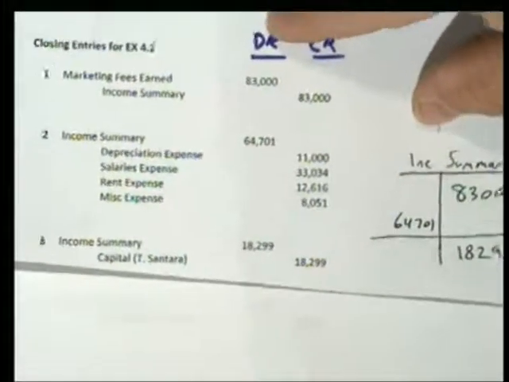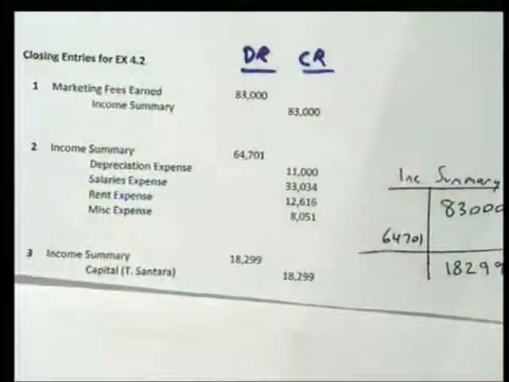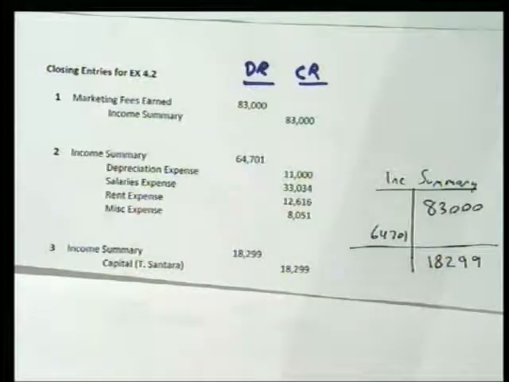Okay? All right? Now, did anybody accidentally make the mistake of somehow, in this third entry, looking at what the capital balance was of $66,701? Did anybody make that mistake? Okay, don't do that. We're not closing the capital balance. We're closing the income summary to capital. Does this make sense?